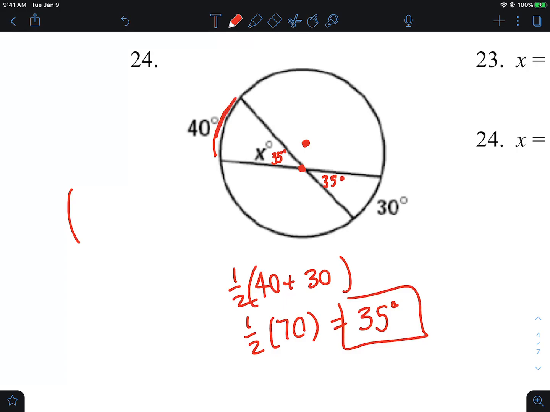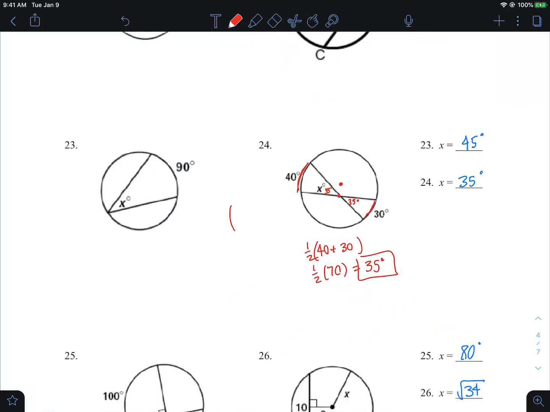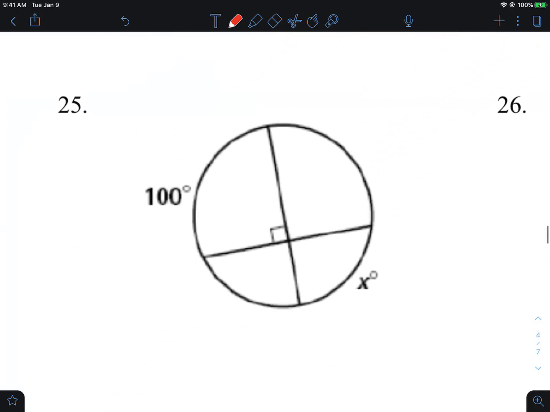And notice how those are not the same measures as these arcs right here. That's because it's not a central angle there. So that's all you're going to need to do there on that one. 25 kind of uses the same idea.